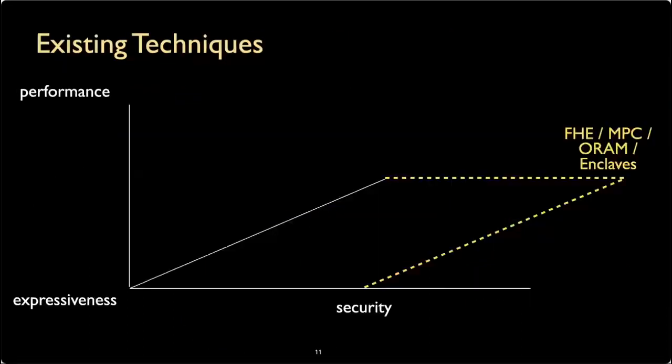Now, there are many existing techniques that can be used to answer these kinds of queries. For example, expressive techniques such as fully homomorphic encryption, multi-party computation, and similar solutions such as hardware-based trusted enclaves can be used to achieve queries for any arbitrary type of aggregate function with high security guarantees. However, these solutions often incur substantial performance overhead that make them unsuitable for practical use.